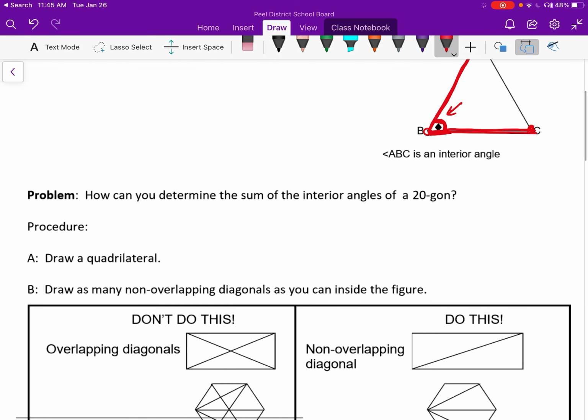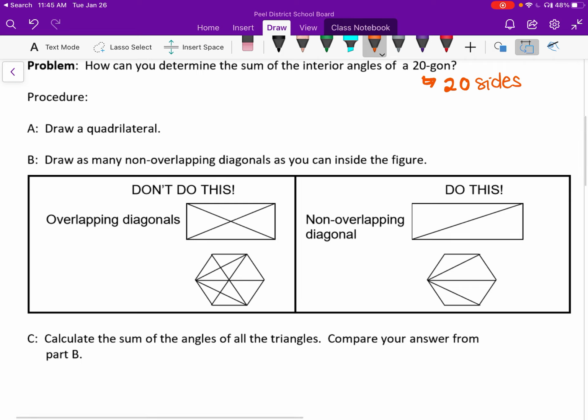So what we're trying to figure out is, this is the problem: how can you determine the sum of the interior angles of a 20-gon, which means that it has 20 sides? So what we're going to do is start off by doing a little bit of an investigation. What you should have already done is draw a quadrilateral.